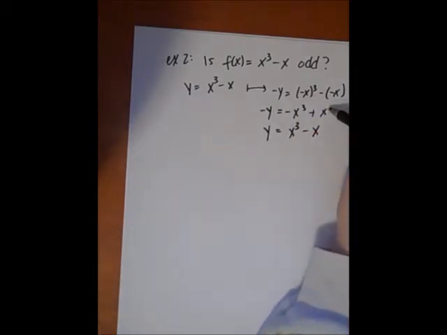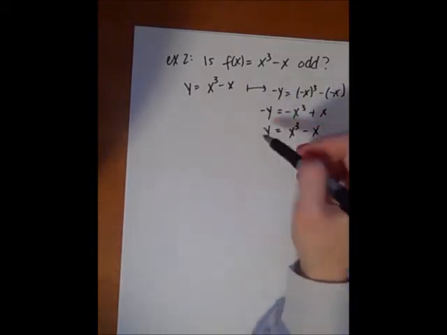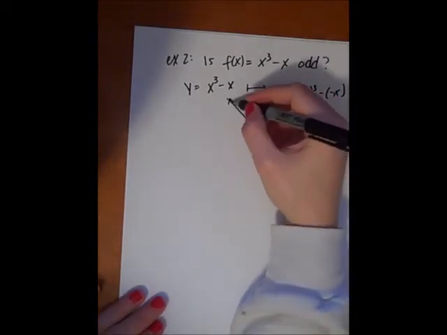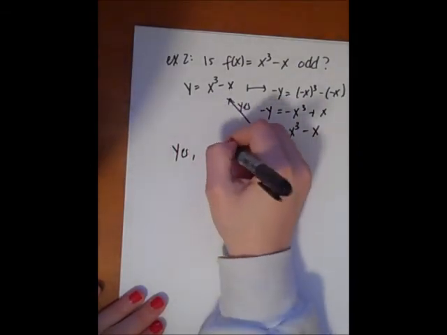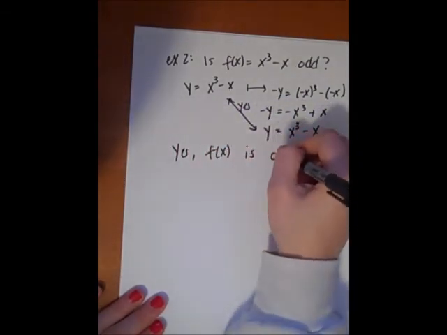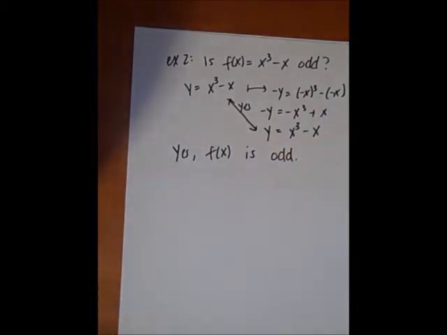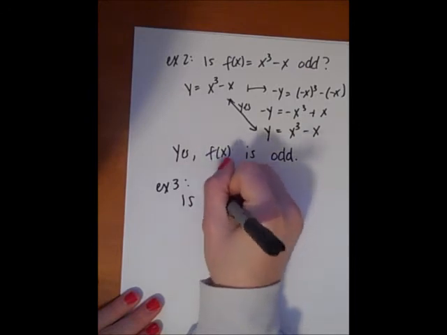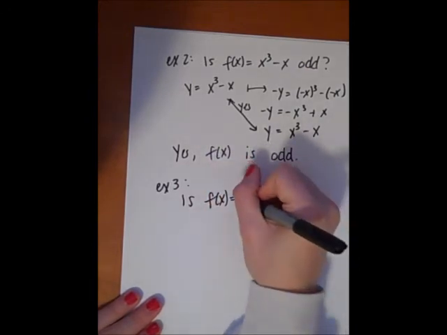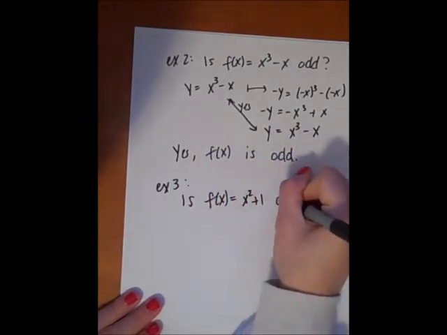So again, going from this step to this step, I just divided by negative 1. Now do I get the same equation? Yes. So the answer here is yes, f of x is odd. And let's just do one more. How about is f of x, which is x squared plus 1, odd?